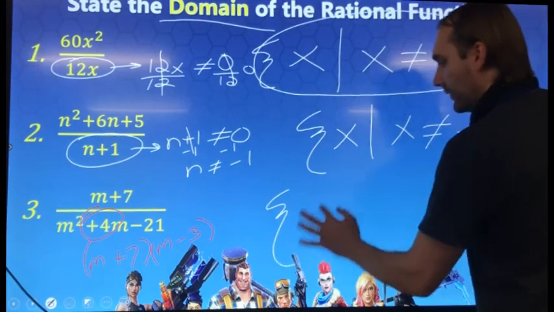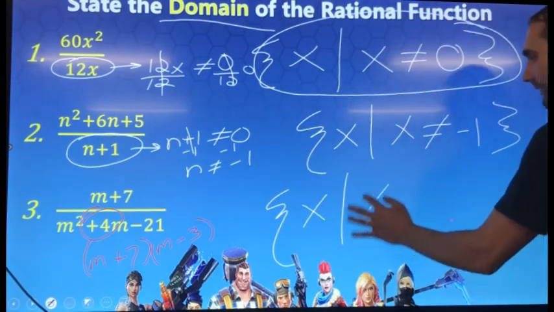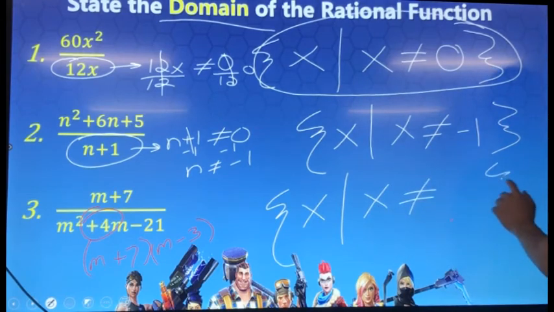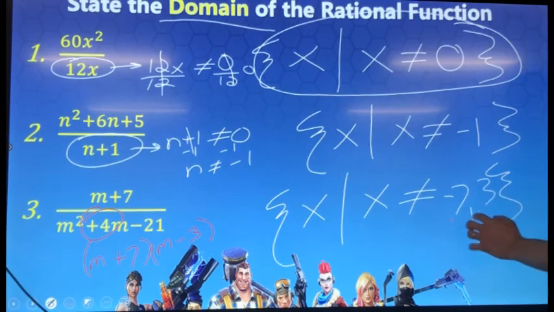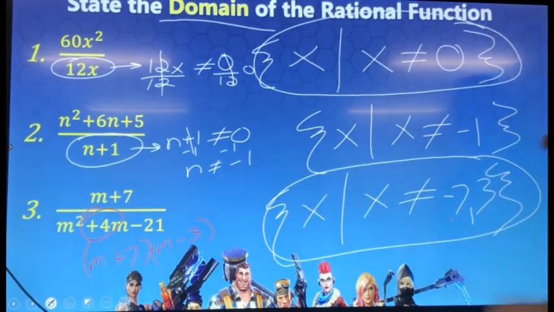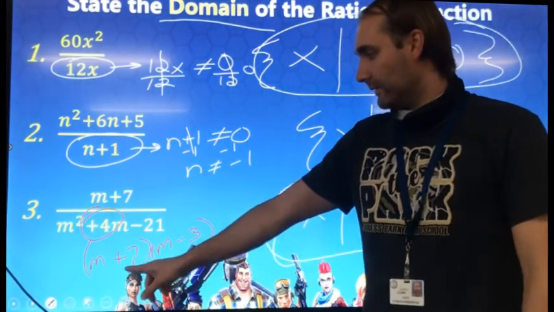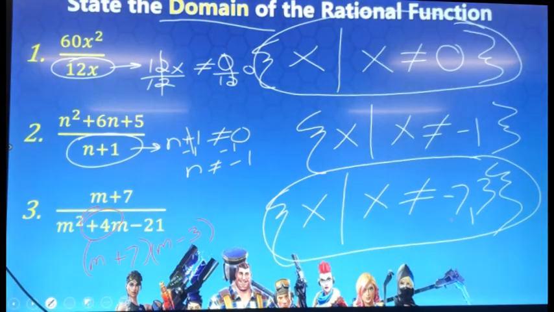So my domain is going to be x, where x cannot equal what values? Negative 7 and positive 3. Did you see where he got that? Yeah. Take the opposite of these signs, right? Okay. Negative 7 and 3.